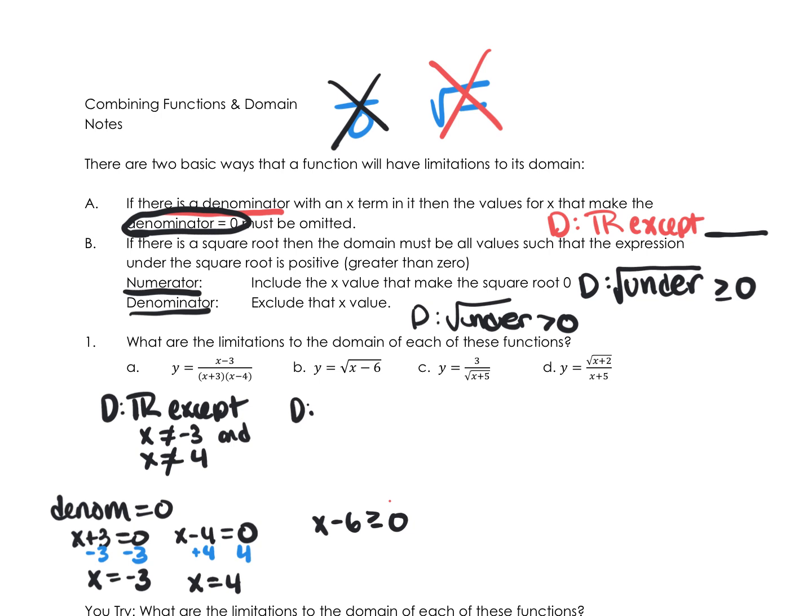We're going to move the 6 over. How will we move the 6 over? Plus 6. And now x is by itself. And so we're done solving that inequality. And this is going to be the answer to your domain. X has to be greater than or equal to 6. Any questions on that one?